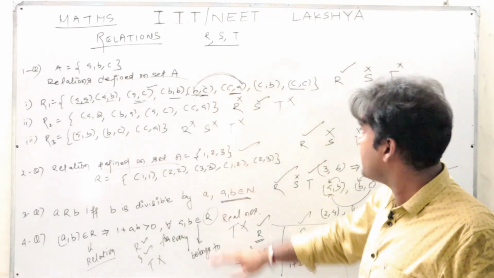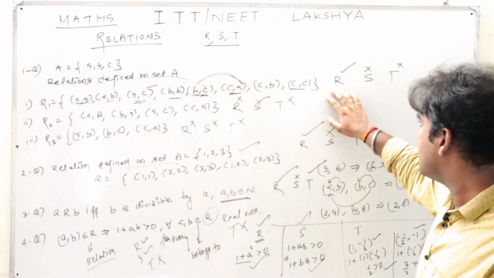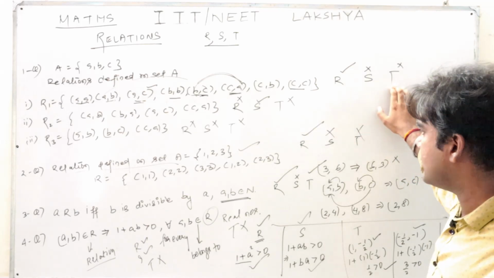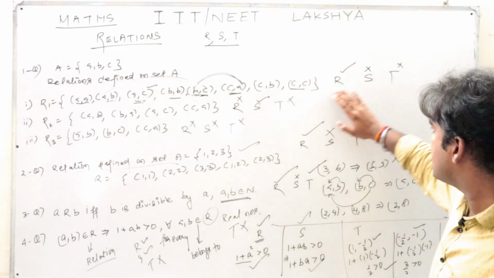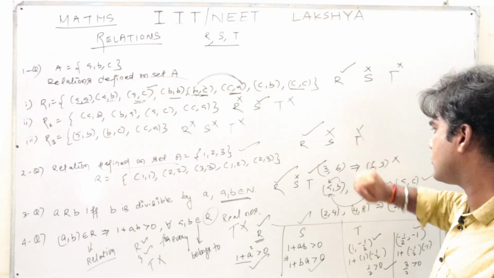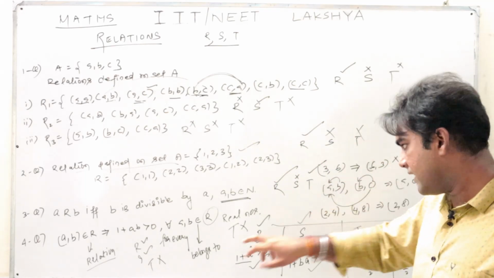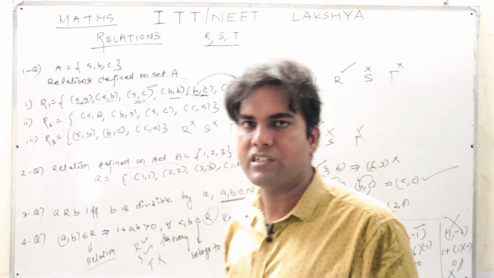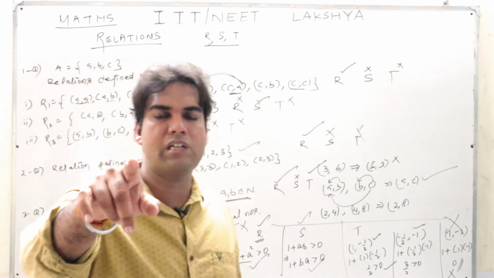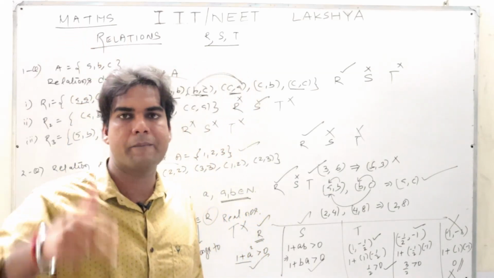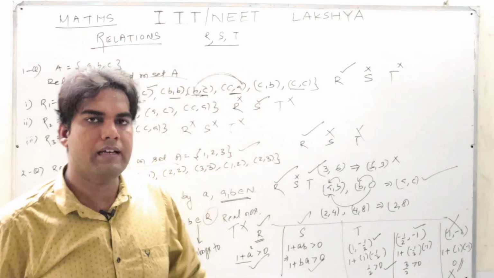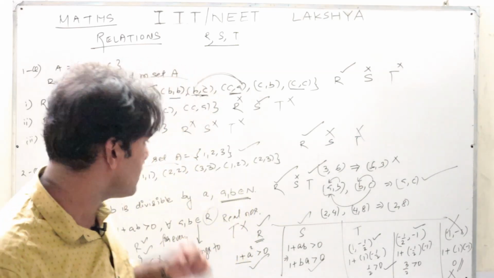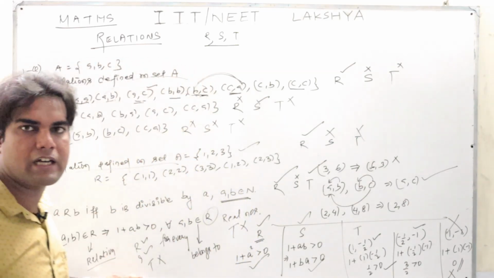So these are the problems. If you see carefully, in this question and the earlier ones, none of them are equivalence relations, because an equivalence relation means a relation which is reflexive, symmetric as well as transitive. So none of them is an equivalence relation. I hope these 4 questions are very clear to you.